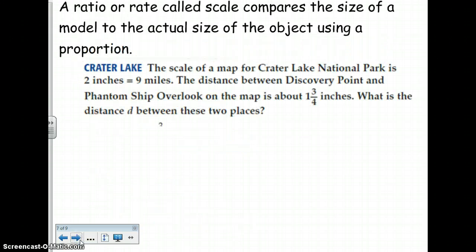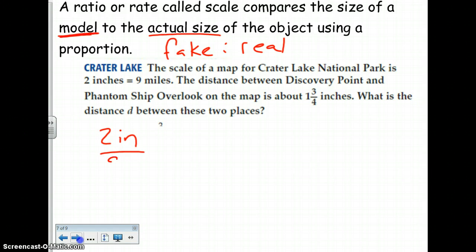Okay, a ratio or rate that we call a scale is comparing the size of a model to the actual size. So it's the model, or the fake, to the real. Usually the fake number goes on top, and the real number goes underneath. And so here we have a scale of 2 inches to 9 miles.